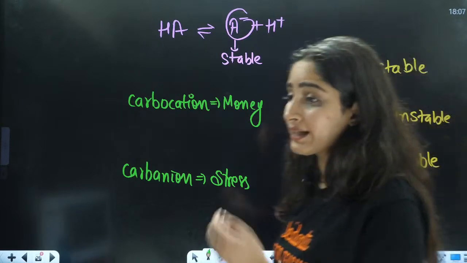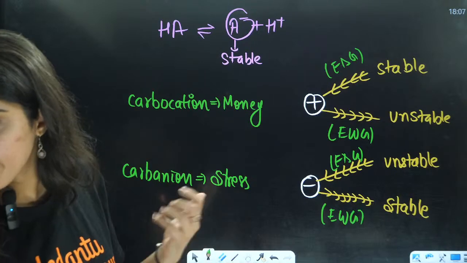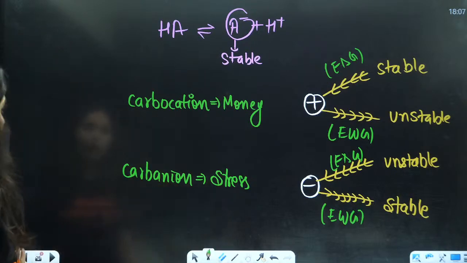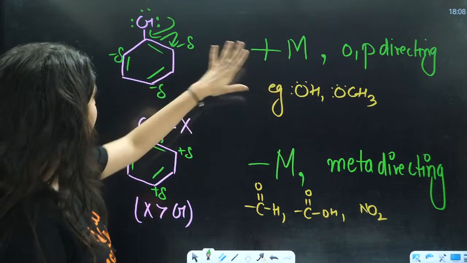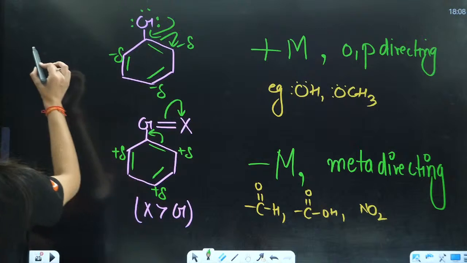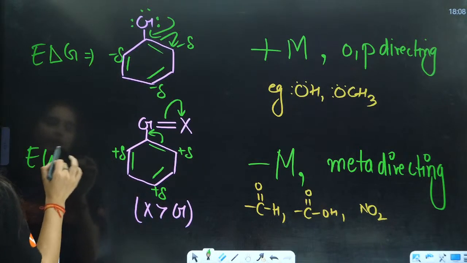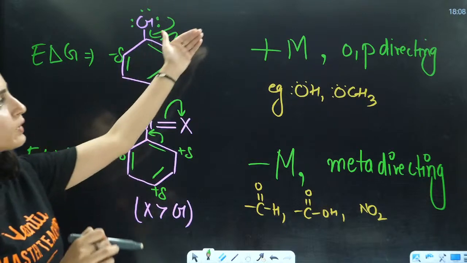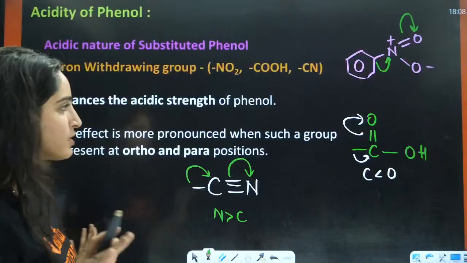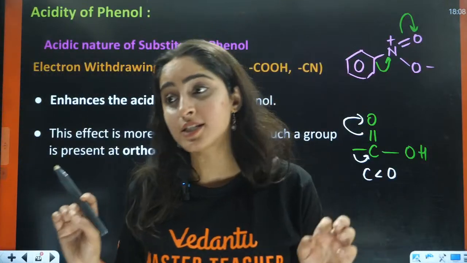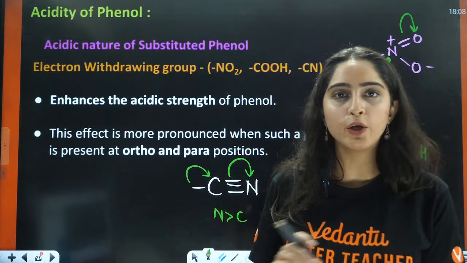With a carbocation and a carbanion, they behave differently, right? Now see students, here I am talking about electron donating groups, and here we are talking about electron withdrawing groups, because one is showing plus M and the other is showing minus M. Once you know this, most of the conceptual questions of organic chemistry, you are already perfect in that.